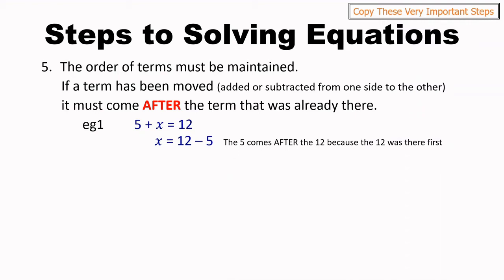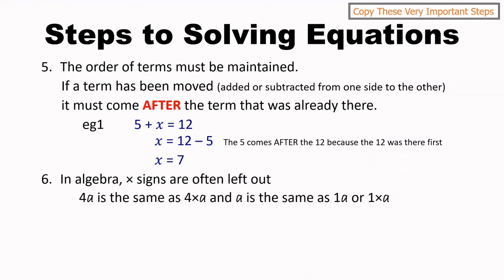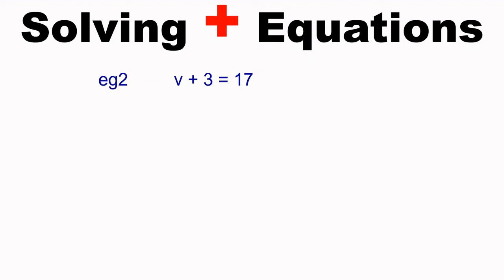Step 6, again, is really just a reminder that in algebra, the multiplication signs are often left out. So if you see something like 4a, you need to know that that means 4 times a. And a on its own is the same thing as 1a or 1 times a. Now, keeping those steps and reminders in mind, let's work through another example.